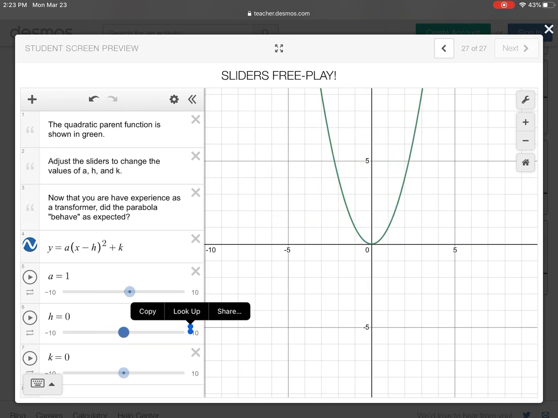Now notice, to figure out how many it moves, look at the original. The vertex is at 0, 0. So focus on where the vertex is. So if I do this right here, the blue vertex is at 2, 0. So it moved to the right 2. So when you're doing transformations, focus on where did the vertex move. The vertex of the parent is always 0, 0. So if you can figure out where the new vertex is, you can figure out if it moves left or right or up or down.